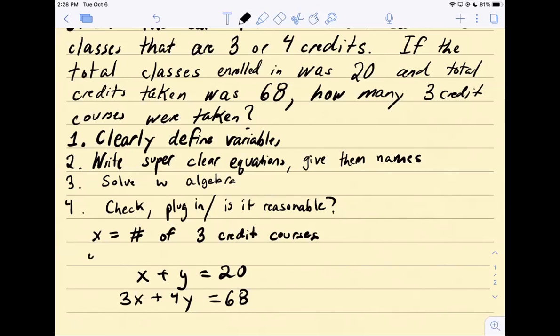And a lot of times you'll see that the things that are unknown are something specific about some quantity. And it's okay to just write it out. It takes maybe a minute, but just write it out so that you're clear on what it is and the reader is also clear. And y would be the number of 4 credit courses. So to me, this is maybe half of the battle, maybe even 75% of the battle. So this is really important. This is step 1.